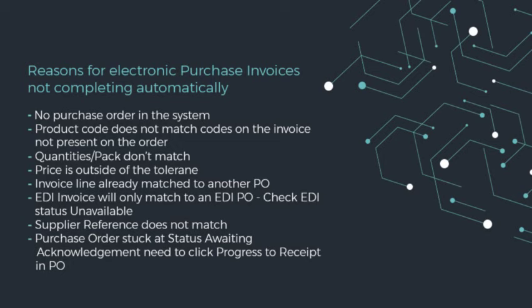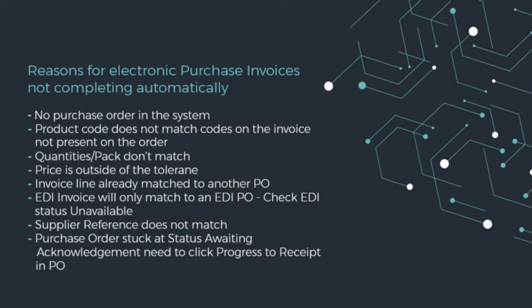So if you put through a purchase order for 5 and they've invoiced you for 10, the system's basically stopping you from being invoiced too much. Prices outside of the tolerance, which we went through in the administration area, of basically where you can say 10p tolerance, 5p tolerance to make sure that you're not being overcharged or whatever it may be. Invoice lines already matched to another purchase order.